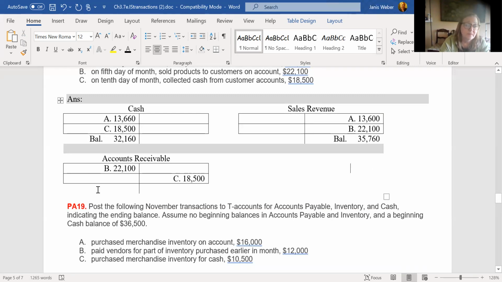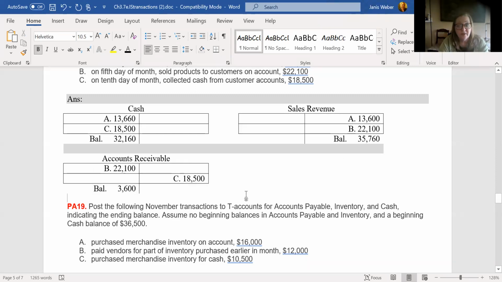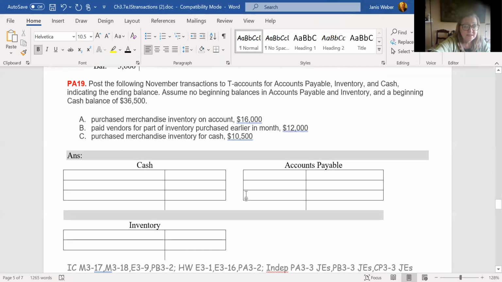Accounts receivable has some debits and some credits. So we're going to net them out and put them on the side of the largest, which is the debit side. We take 22,100 debit and we reduce it by the credit of 18,500, leaving us with just $3,600 left of the accounts receivable. PA 19, same kind of deal.